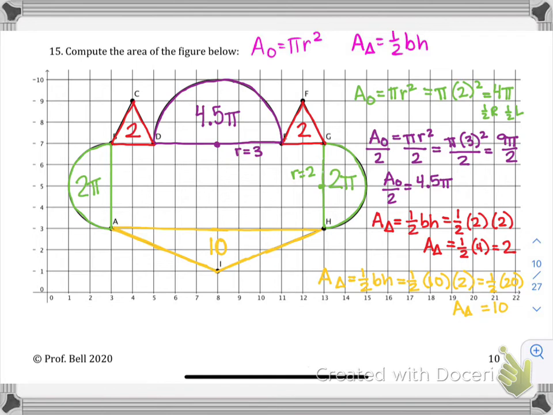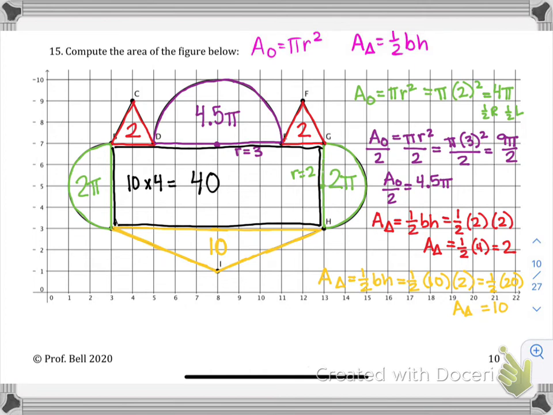The only thing we have left to find the area of is the giant rectangle in the center of this picture. And so we know the area of a rectangle is length times width. So this would be 10 times 4, or a total of 40 units squared.